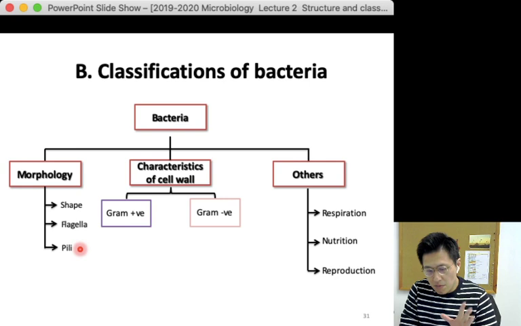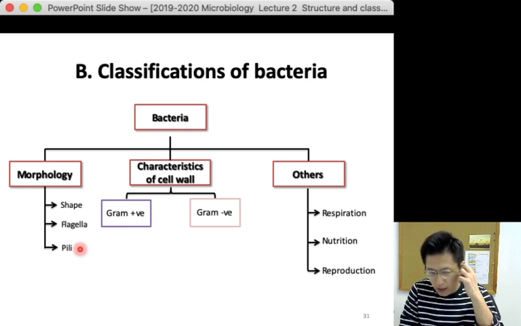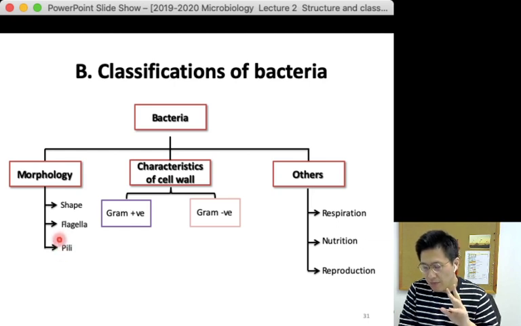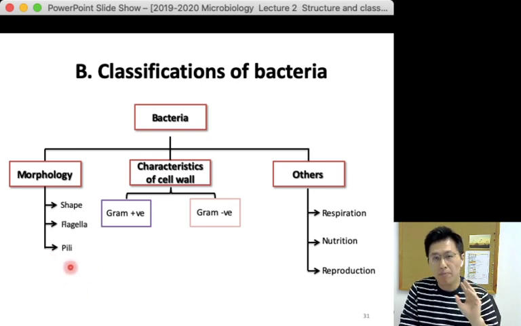And pili, now there are two types of pili, the positive and negative pili. The negative pili, if you saw in the video earlier, are found in gram-negative bacteria. The nickname of the negative pili is the sex pili. I will describe the pili later.